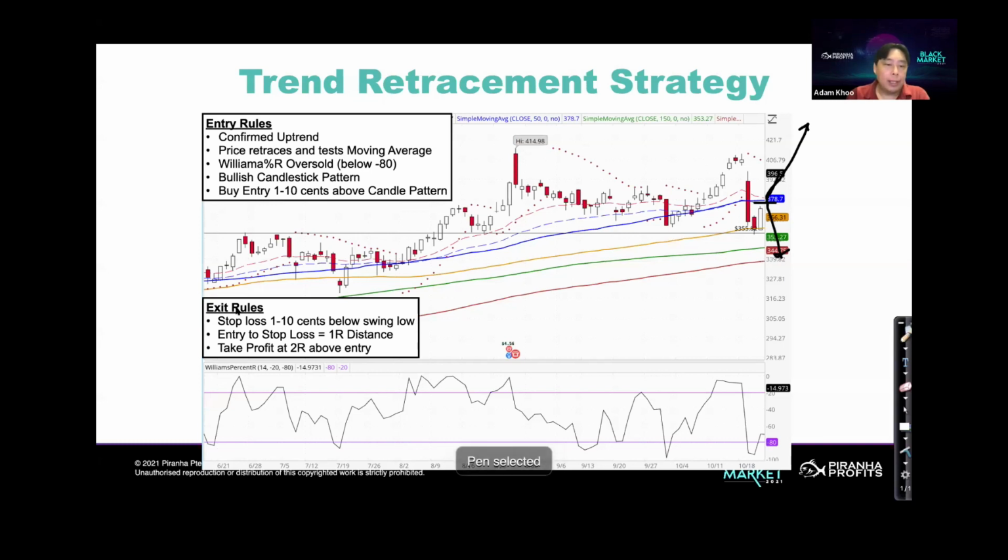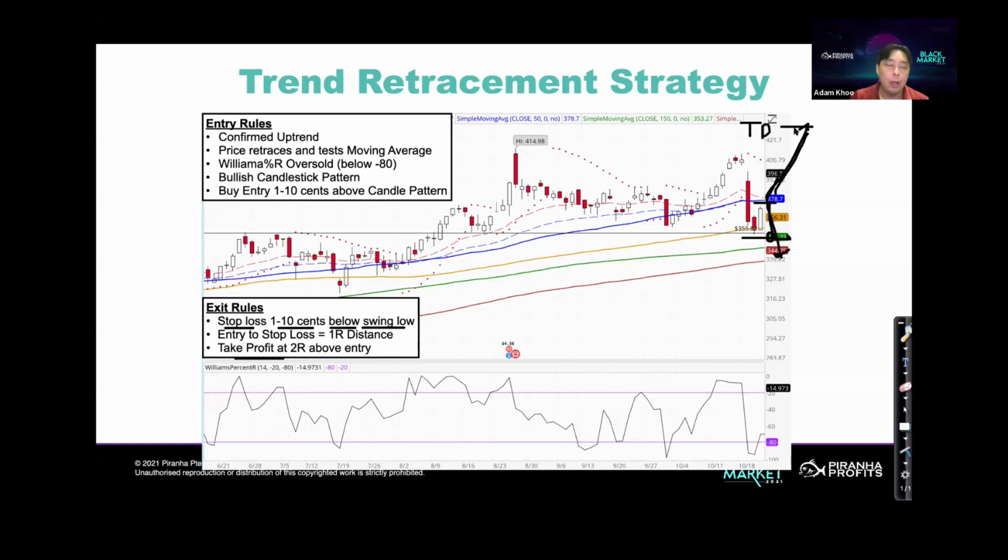So the exit rule is that I would put a stop loss 1 to 10 cents below the swing low, which is here. So I'll put a stop loss somewhere here. If it goes down, I will cut loss over there, and I will lose 1 R, or 1% of my money. But if it goes up, then I'll have a profit target up there. So I take profit at 2R, or get 2% of my money, or double the risk.